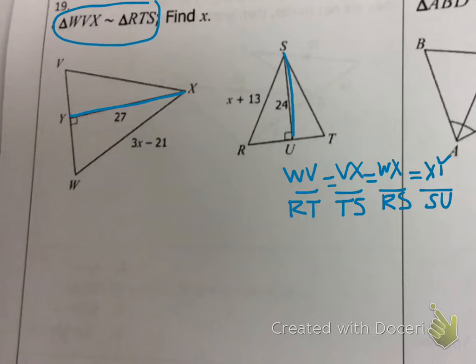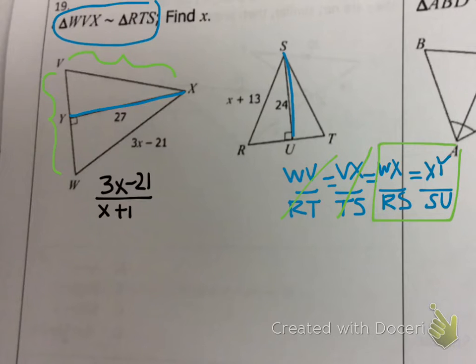If I look at my picture, I'm going to start crossing out the ratios I don't need because I don't have side lengths for them. VX does not have a side length, so find VX and cross that out. And VW does not have one as well, so that's that first one. So here's our two equal ratios. That's the proportion we're going to set up. So WX, just plug in, it's 3x minus 21. And RS, which is x plus 13, that's equal to XY, which is 27, and SU, which is 24.